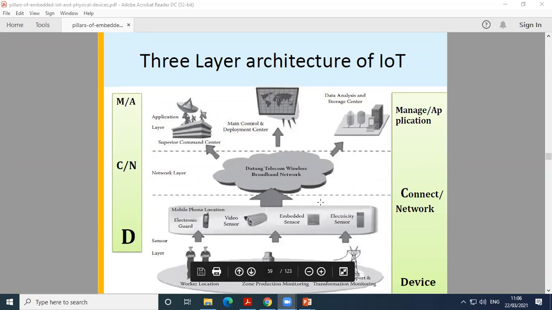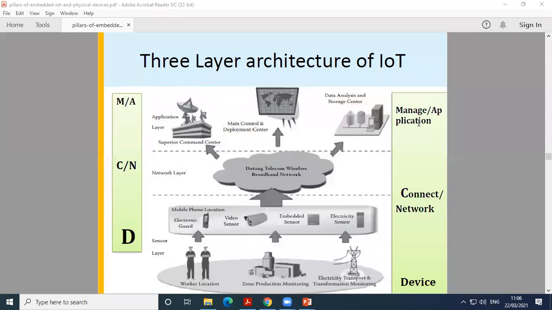Here we have seen that all the IoT based applications and services provided by the four pillars, that is machine to machine, WSN, that is wireless sensor network, RFID, and SCADA, follow this three-layer architecture. All four pillars follow it. All the IoT system architecture works on these DNA layers: device, networks, and applications, or device, connect, and manage.